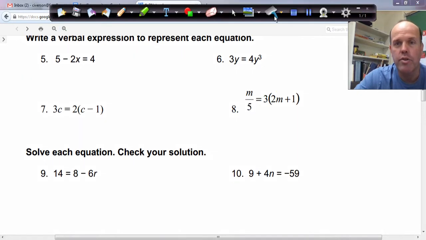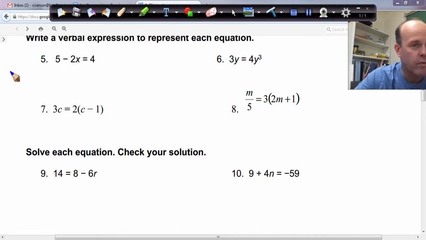Clear off my page. Okay, now we're going to write a verbal expression to represent each equation. So 5 minus 2x equals 4. We could say 2 times a number less than 5 is the same as 4.